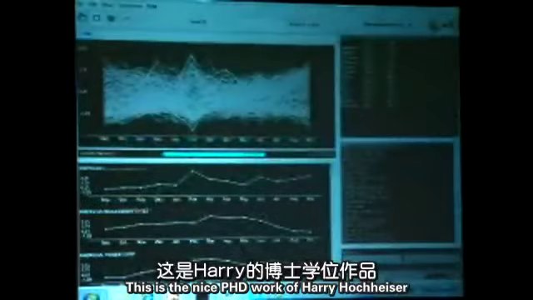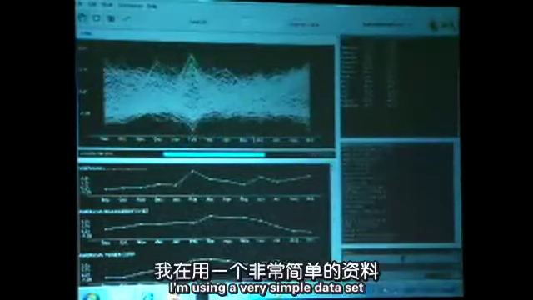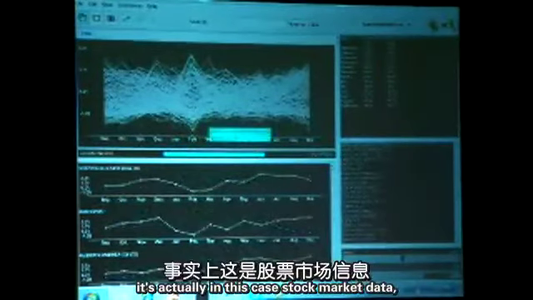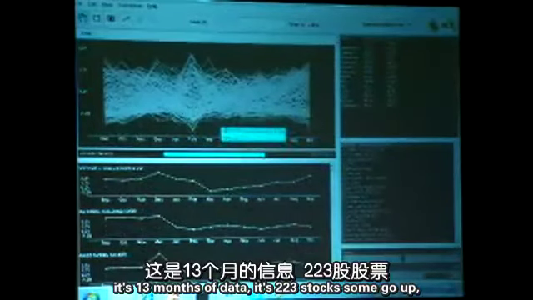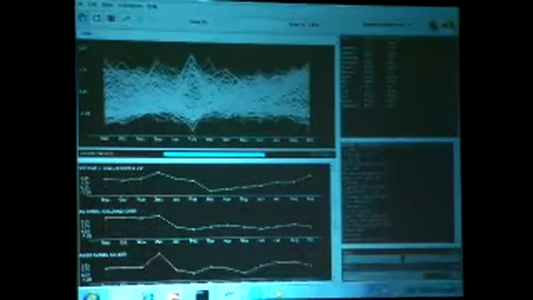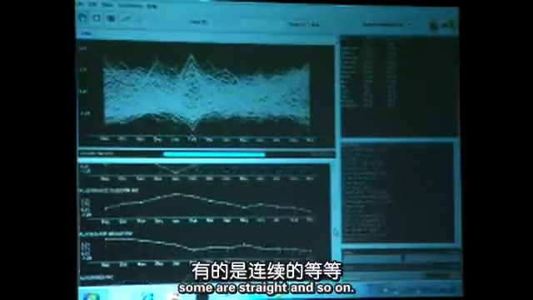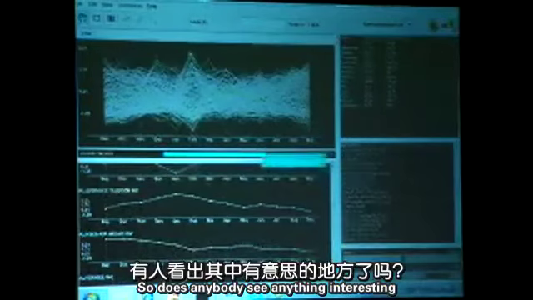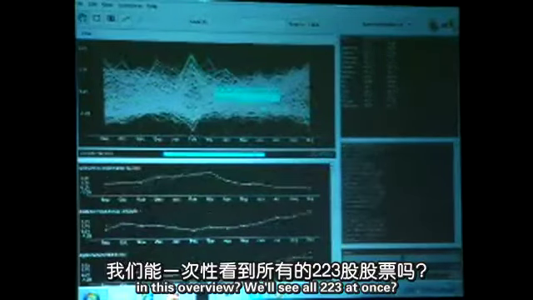This is the nice PhD work of Harry Hochheiser, and it's called TimeSearcher. I'm using a very simple data set. It's actually, in this case, stock market data. It's 13 months of data, 223 stocks. Some go up, some go down, some jiggle around, some are uneven, some are straight, and so on. So does anybody see anything interesting in this overview? We'll see all 223 at once.